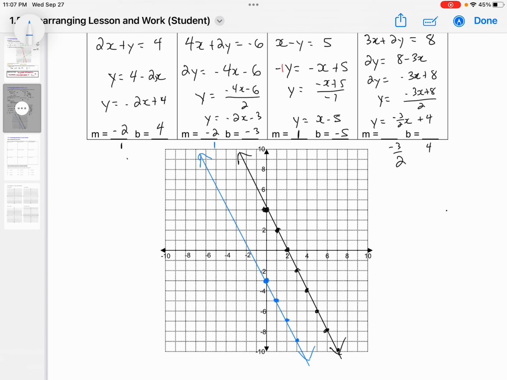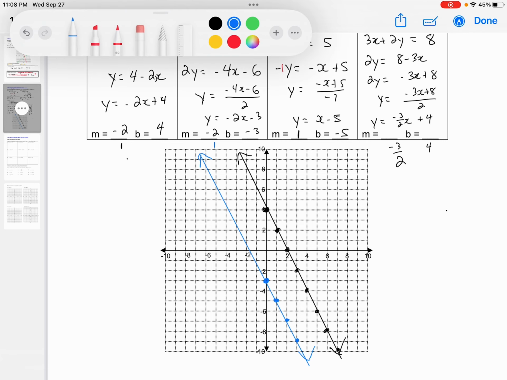Now, hold on a second here. Look at those 2 lines. We get another lesson in here from this chapter. Those 2 had the same slope. What are those called when they have the same slope?